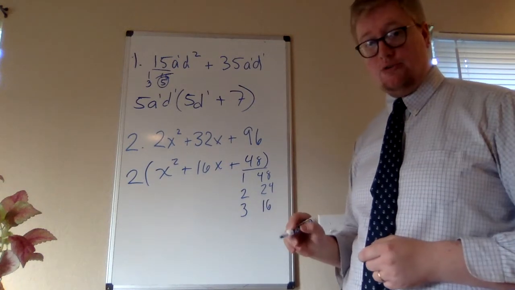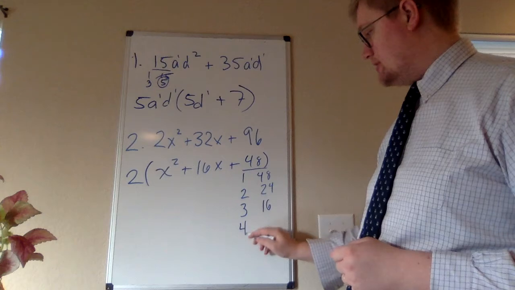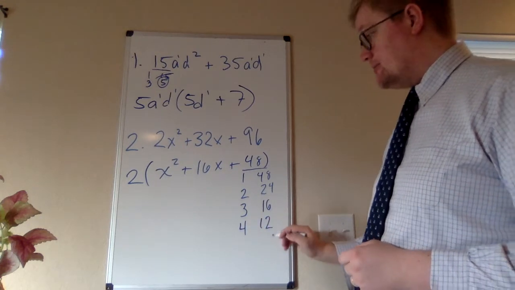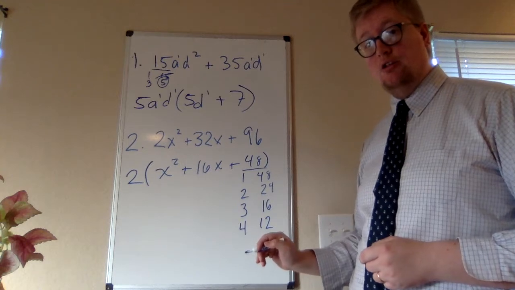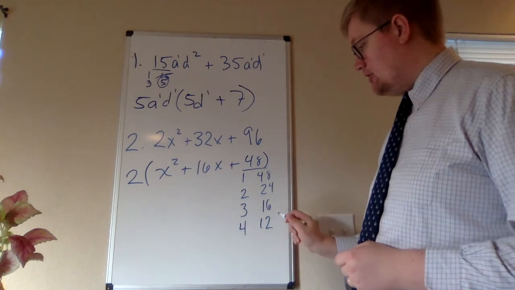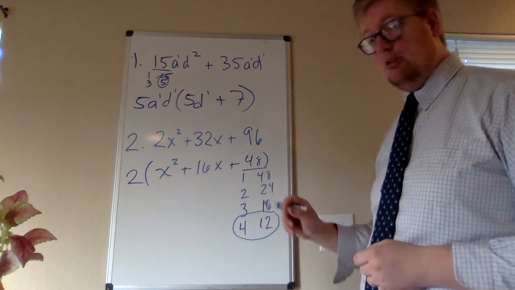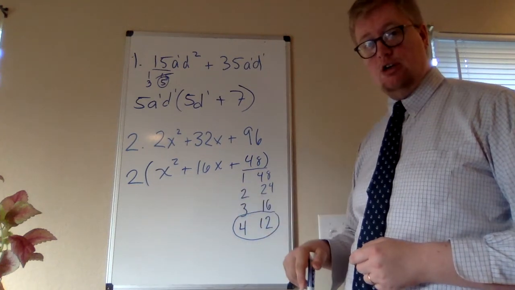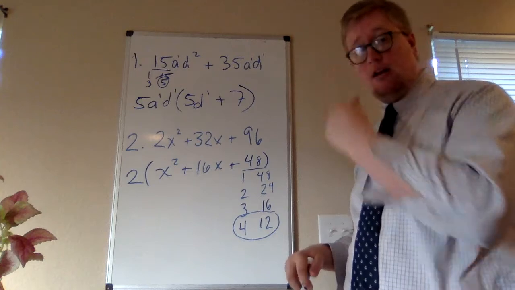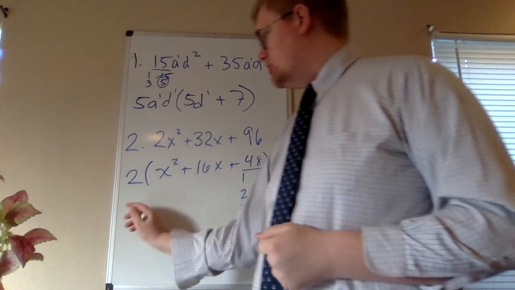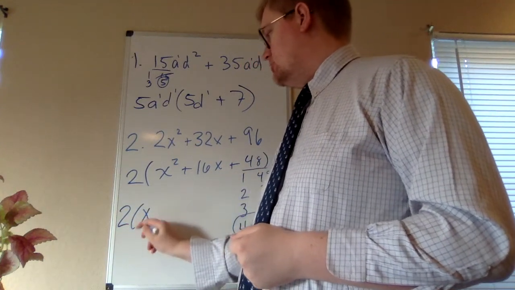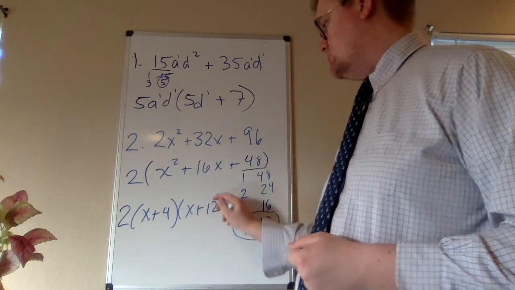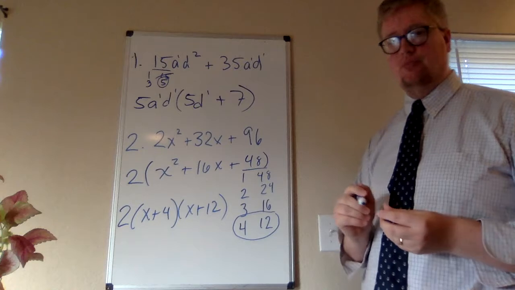Then 4. Does 4 work? Yes, 4 works. 4 times 12. And I'm going to stop there. There might be more, there is, but I'm going to stop here because these are the numbers I'm looking for. 4 plus 12 is 16. That means I can use my shortcut and go straight to the factored form. I'm going to write the 2 here. x plus 4, x plus 12.